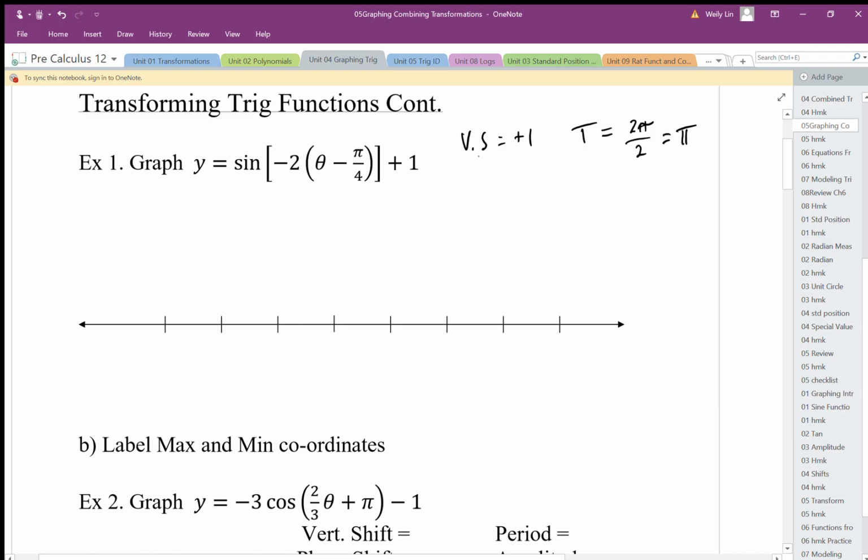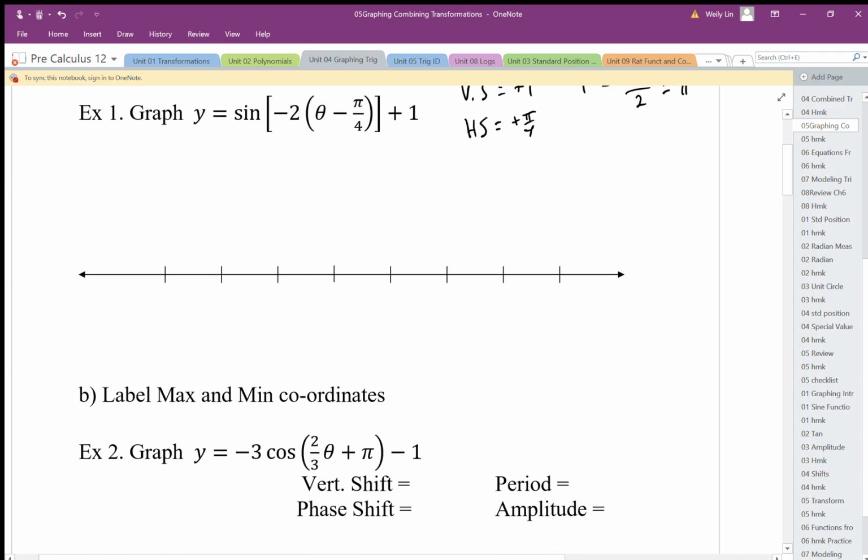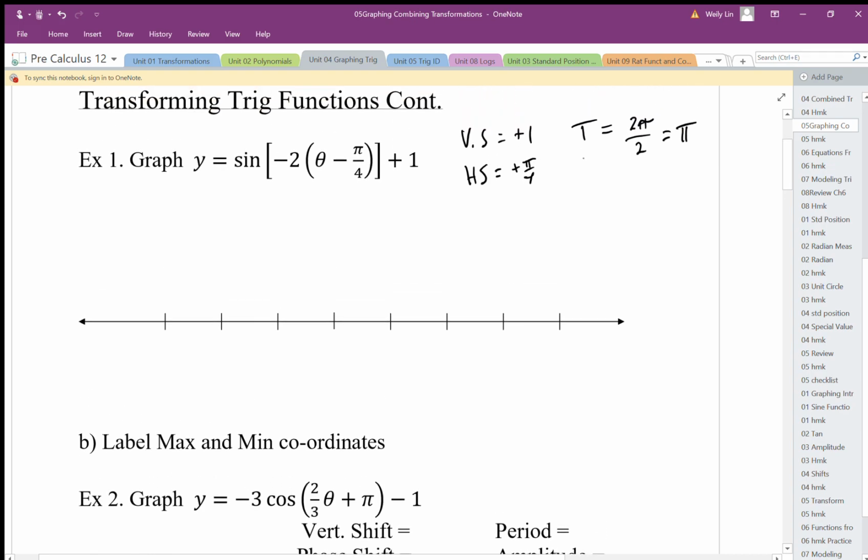Our horizontal shift, which is our phase shift, is going to be to the right, pi over 4. Okay, and then the amplitude of this function is generated by looking at that leading coefficient. Okay, so in this case, the amplitude is 1.